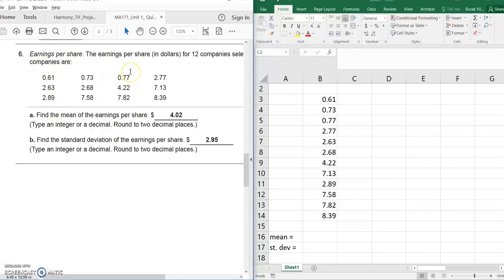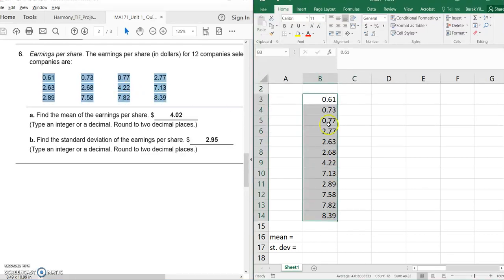Okay, I decided to show you this after all. For me, the easiest way to do this is typing in all of these given data points in Excel. You can do it vertically or horizontally, it doesn't matter. And then we're going to use the Excel formulas to calculate the mean and the standard deviation.